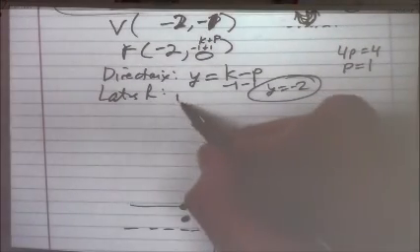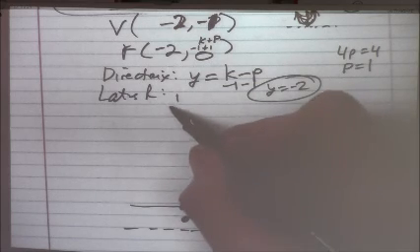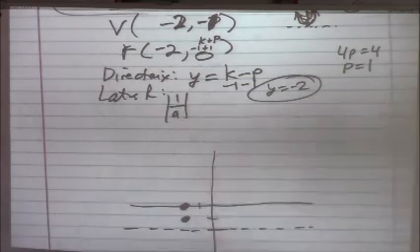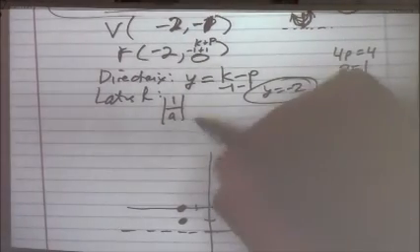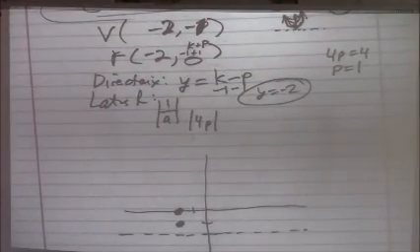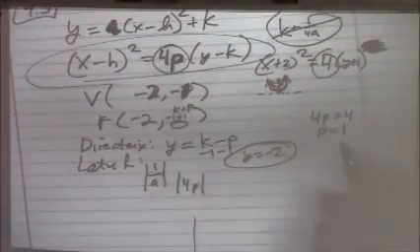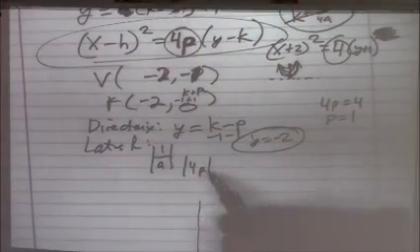And the latus rectum, well, now that's an interesting one, because that used to be 1 over a. That's what I had always learned. What they do here is in a way a little bit simpler. They do 4p. So if p is 1, then 4 times 1 is 4. So the latus rectum is 4.